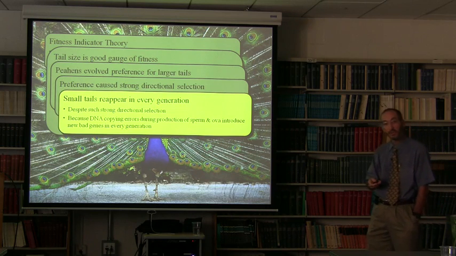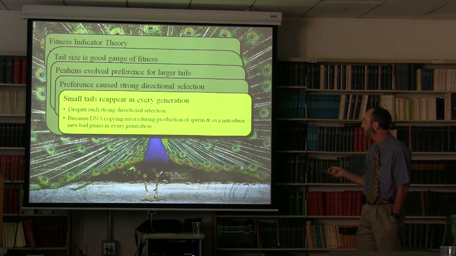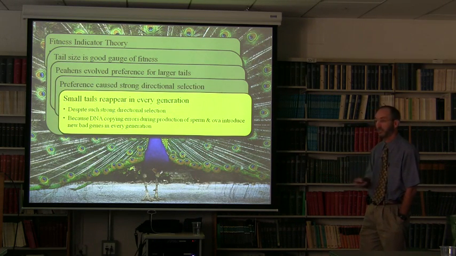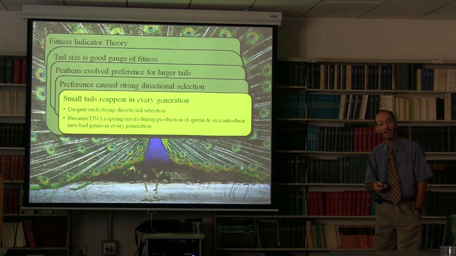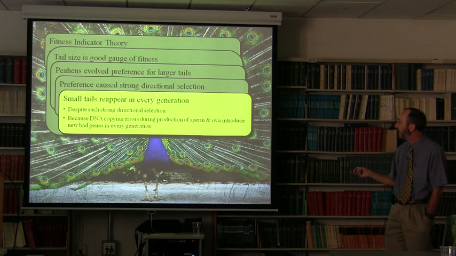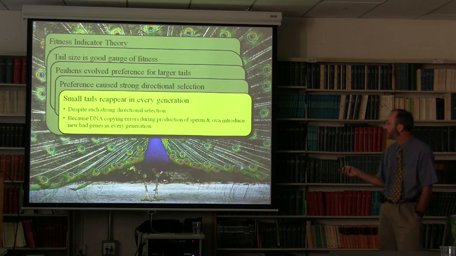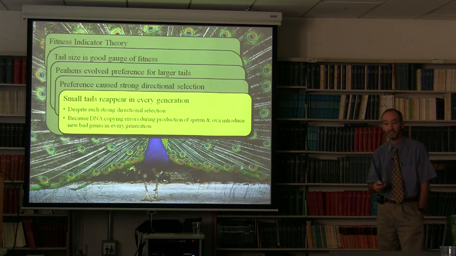Yet small tails reappear in every generation, despite such strong directional selection, which you'd think would cause all peacocks to have big tails, because DNA copying errors during the production of sperm and ova introduce new bad genes in every generation.